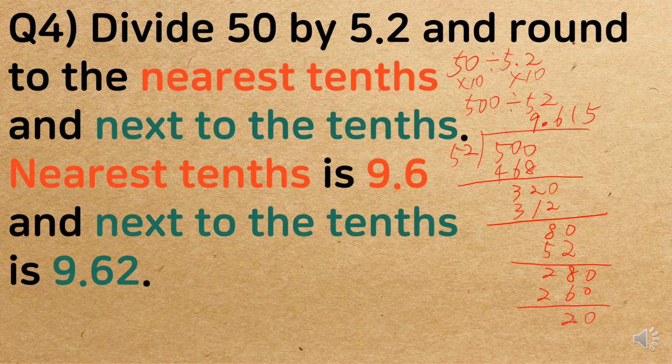The quotient repeats again and again. So rounded to the nearest tenth it is 9.6. Next to the tenths place is 9. This one adds 1, which equals 9.62.